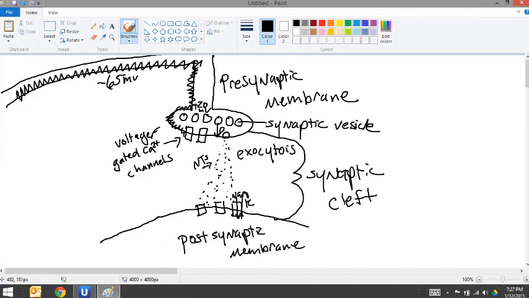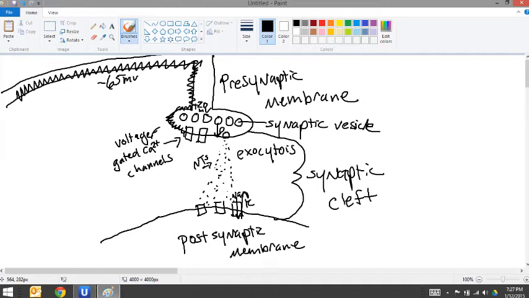In short, it depolarizes the presynaptic membrane, opens up voltage-gated calcium channels, and then that begins the process of exocytosis, because the presynaptic membrane will detect calcium, which is in a very low concentration normally, so that's the indicator that it should fuse the synaptic vesicle with the membrane and spill the neurotransmitters all over the synaptic cleft, or diffuse, I should say.